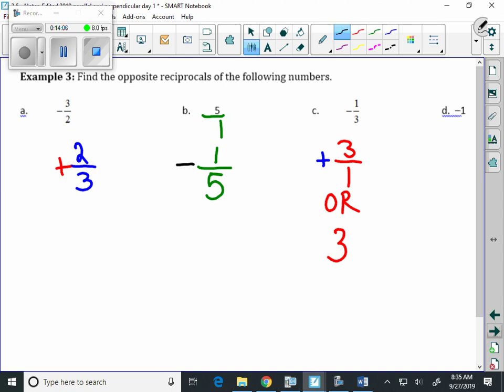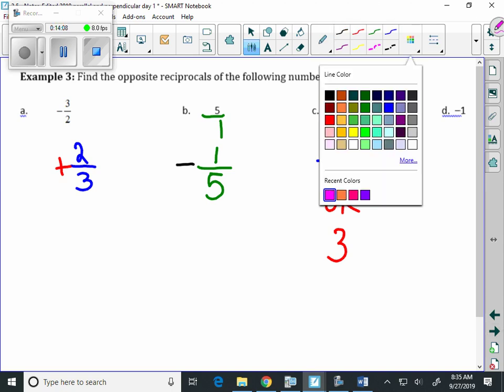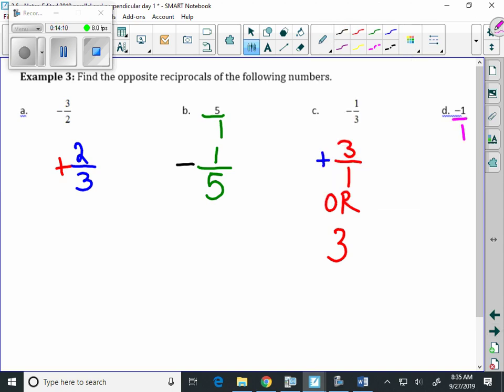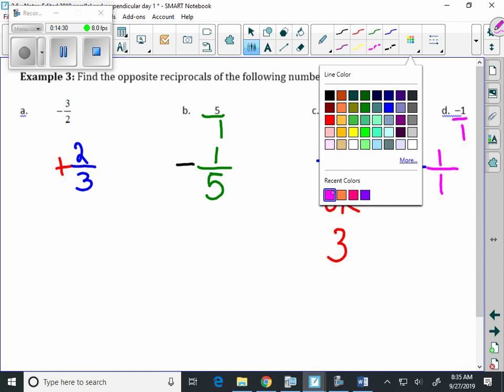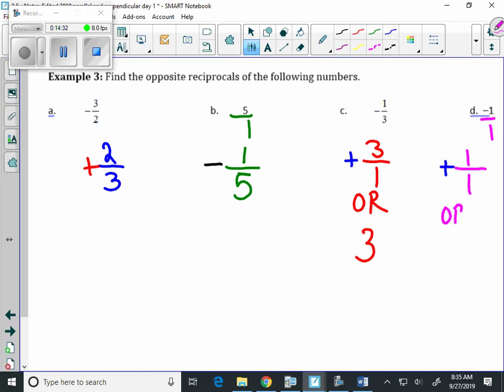And lastly, letter D, negative 1/1 is how we can write it as a fraction. We're going to flip it. Well, that becomes 1/1 again. And then we change the sign, so it was negative, so it's going to become positive. If you prefer, this is just 1. There's our reciprocals.